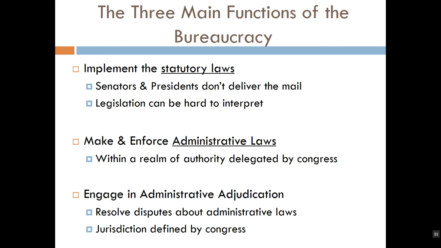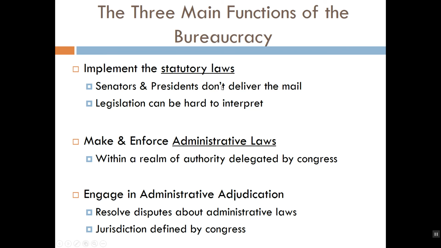The three primary functions of the executive bureaucracy are to implement statutory laws, to make and enforce administrative laws, and to engage in administrative adjudication. To implement the statutory laws of our country means that the bureaucracy carries into effect all of the policies created by Congress. A statute is a law created by Congress. So statutory laws are the body of all statutes, or congressionally engendered legal policies for our country.